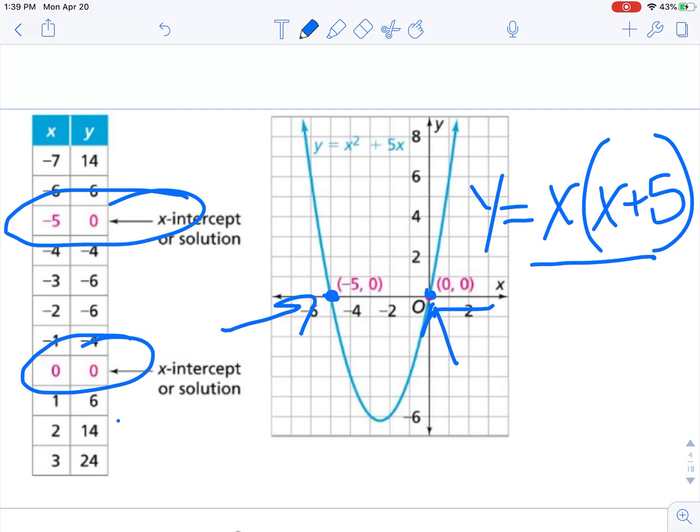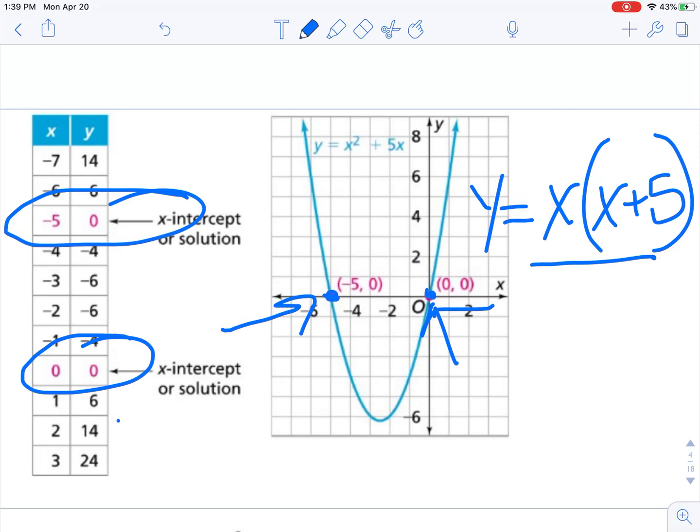And you should also remember that if you have the x-intercepts for a quadratic equation or parabola, it makes it easier to graph. It gives us a lot of information about the data that we're dealing with. Okay, so how do we know what these solutions are in the equation? Well, let's take a look.